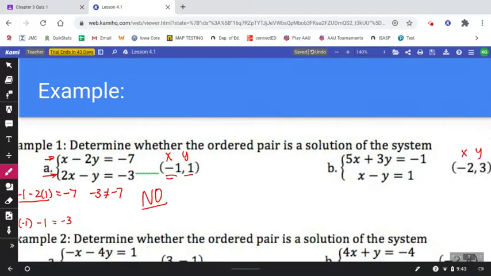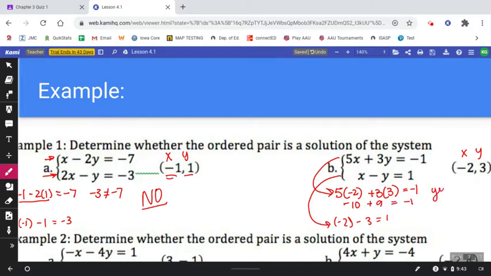On B, my x is -2 and my y is 3. So redoing the top equation, it would become 5 times -2 plus 3 times 3 needs to equal -1. And the bottom equation is -2 minus 3 equals 1. This would become -10 plus 9, which is -1. So that one is true. This becomes -5 equals 1, which is not true. So again, this is no.